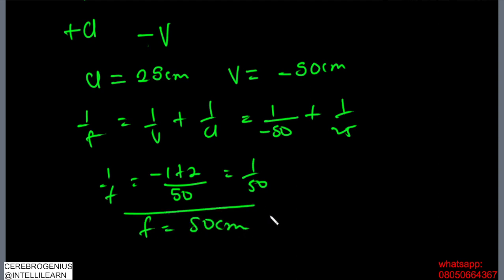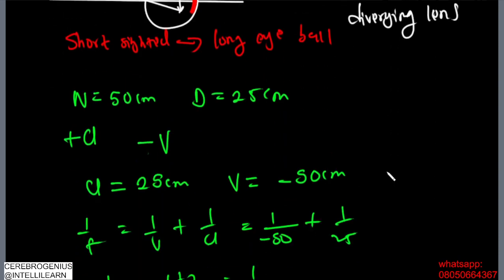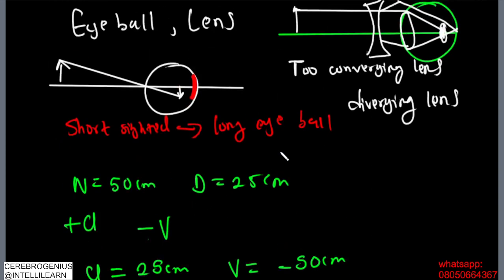So what does it tell us? This tells us that this is a positive lens. So you need what? You need a converging lens. Look at that. You need a converging lens because the person is what? Long-sighted. The person can see what is far. You see that it corresponds to what we have here.